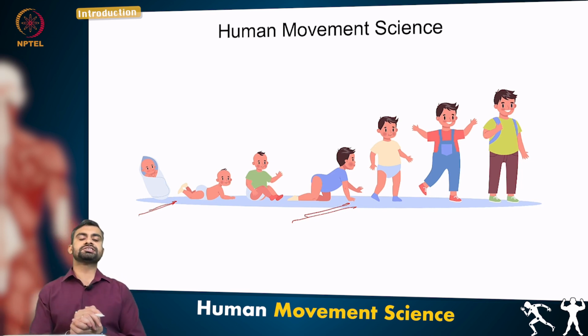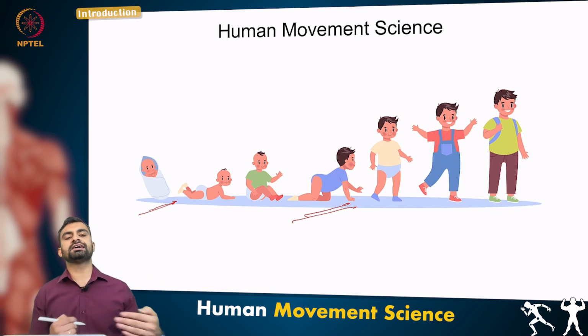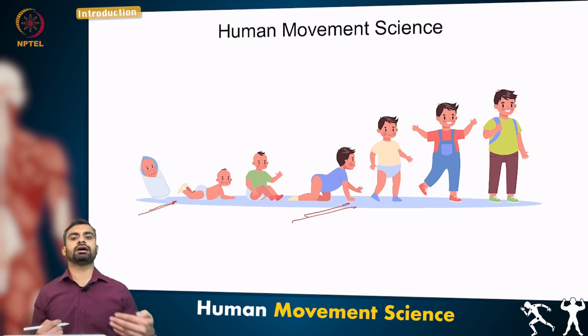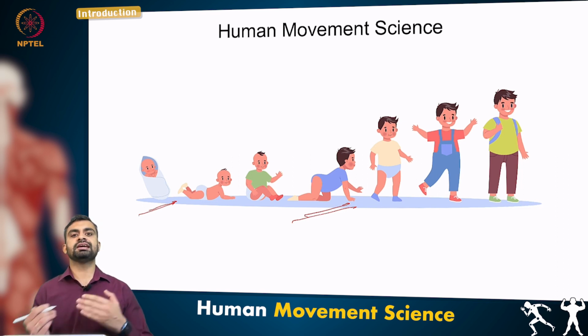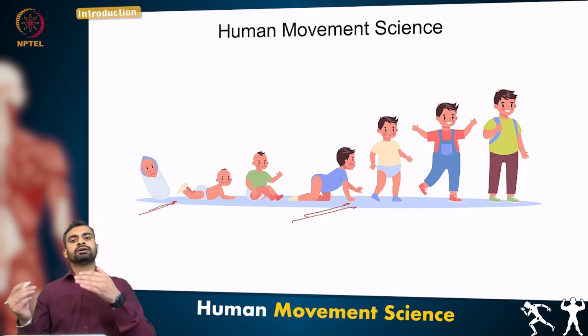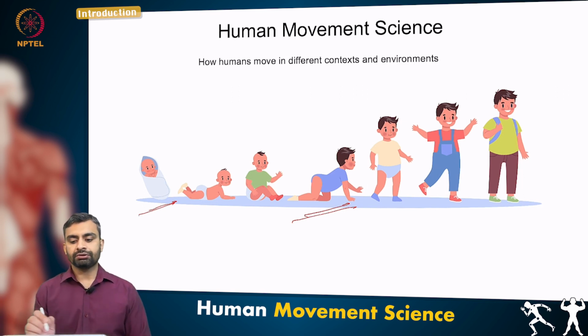Finally, towards adulthood and older age, we may have certain musculoskeletal disorders or conditions which affect our independent ambulation, for example knee pain, hip pain, or sometimes issues in the spine. This science will help us understand the mechanics behind those abnormal movements, as well as the normal movement patterns. So human movement science is nothing but seeing how humans move in different contexts and environments.